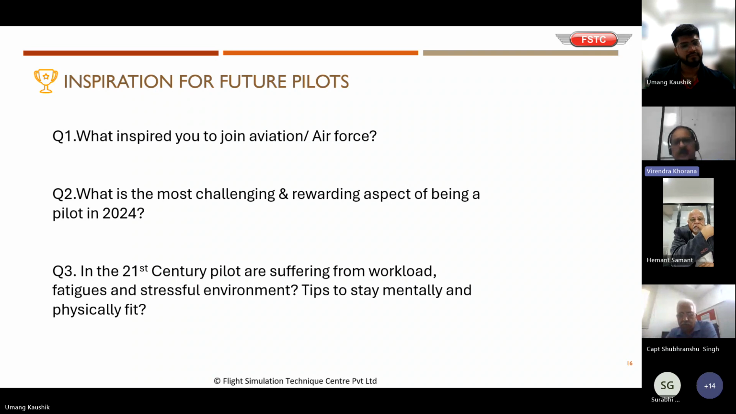As far as the rewarding aspect goes, I've spent lots of time in the Air Force. In fact, I've flown after that also in the civil, because most of my flying career was in the Air Force. So the rewarding aspect is the challenges that one gets to face as a pilot. Flying into different environments, you face new challenges, fly from different airfields.